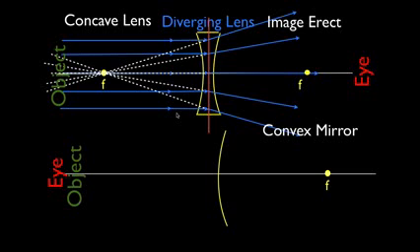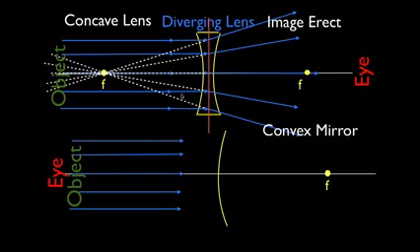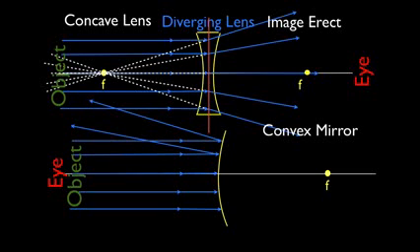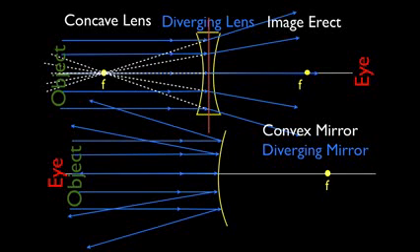Okay, now let's do the same thing with the convex mirror. Here's the convex mirror. It's shining on this side where the light rays are coming towards it. The light rays strike that mirror, and what happens, they're going to be reflected. And how are they going to be reflected? They're going to be reflected so that they diverge away from each other. So a convex mirror is also known as a diverging mirror.